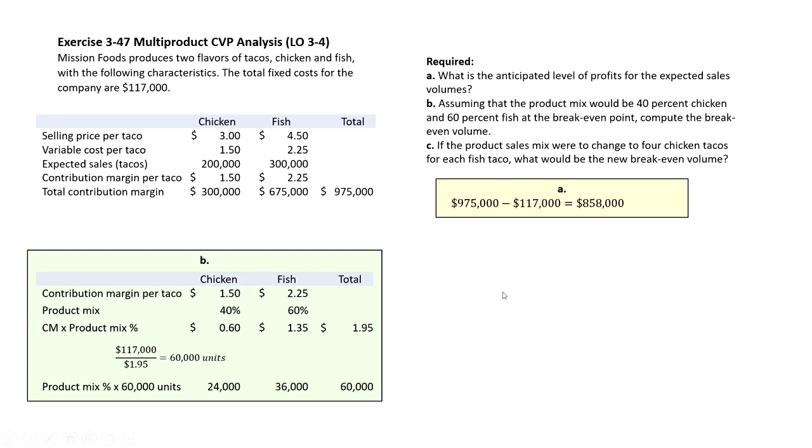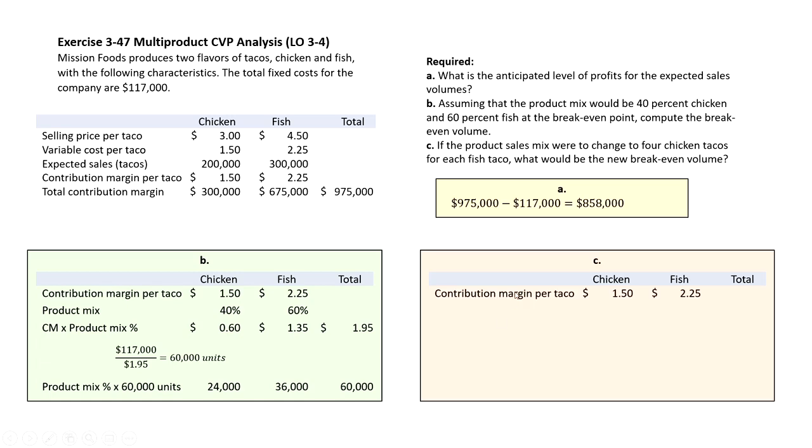The second part is, what if the mix changes? And here we're shifting more to chicken. So here we were more fish, and I'll give you a hint that's beneficial because each fish taco added $2.25 versus a chicken taco only adds a little bit less at $1.50. We're shifting more to chicken. So a 4-to-1, 4 chicken tacos for every fish taco. Let's rework this.